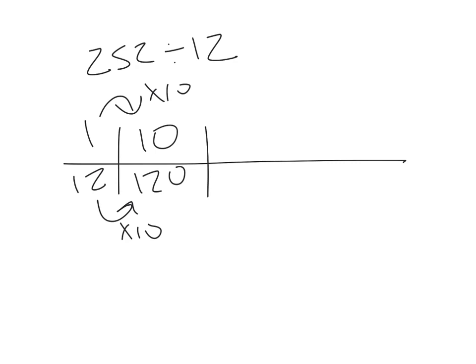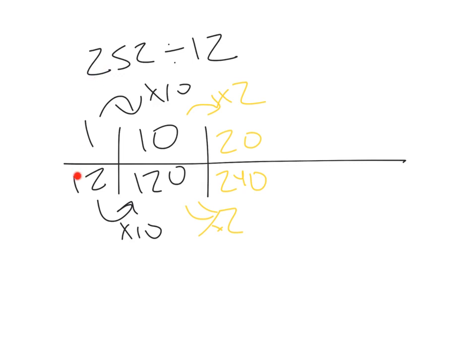I am going to multiply by 2, and I'm going to do that to the top and bottom. 10 times 2 is 20. 120 times 2 would be 240. Now right here, I know that I'm really close to my goal of 252.